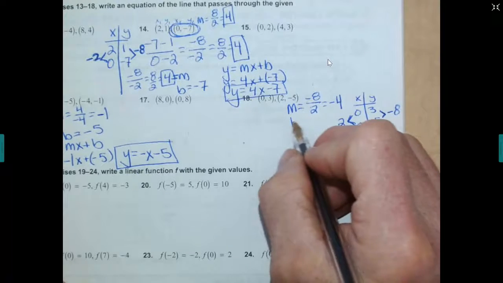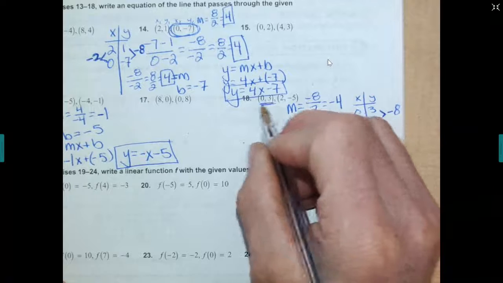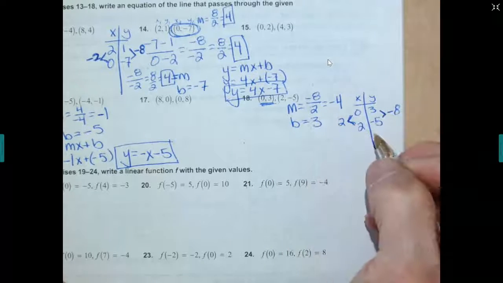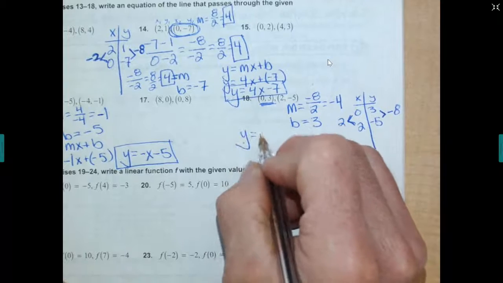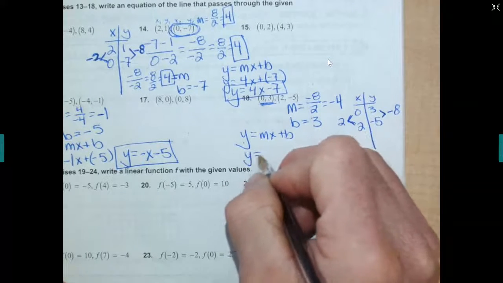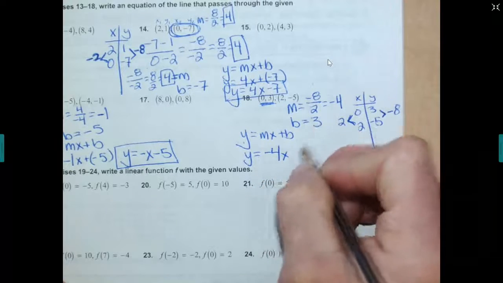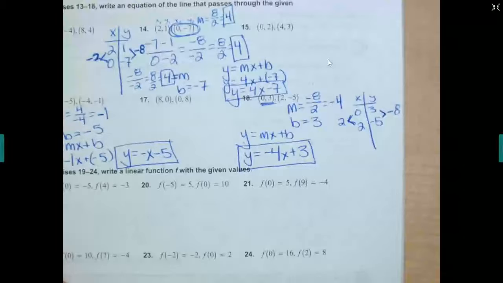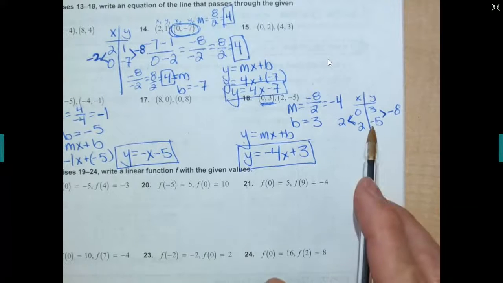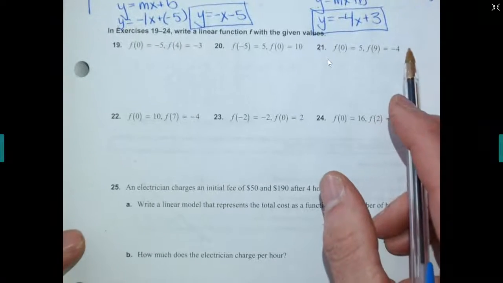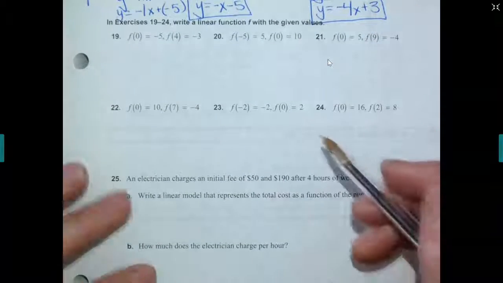And then my y-intercept is 0, 3. So my y-intercept is 3. So y equals mx plus b. My m value is negative 4. And my b value is 3. Okay. If you have questions about that, please ask me. Pause the video and check it out.